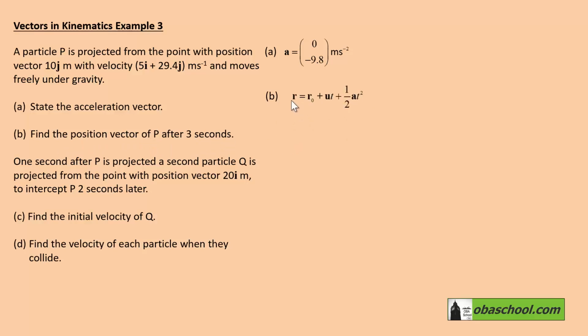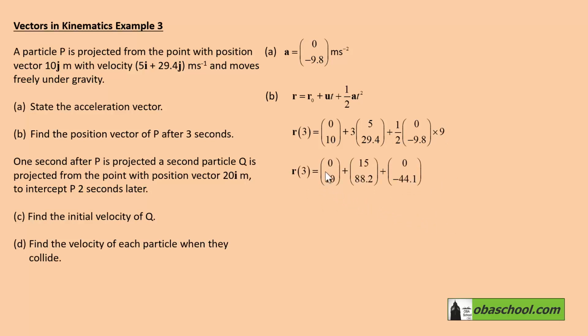So we can use r is equal to r naught plus ut plus a half at squared. And remember, we want this at time 3, so we're looking at r of 3. r naught is the starting position, which is 0, 10. Then we've got 3, remember that's the time, times the initial velocity vector, which is 5, 29.4, and then a half times the acceleration vector times t squared. t is 3, so t squared is 9.